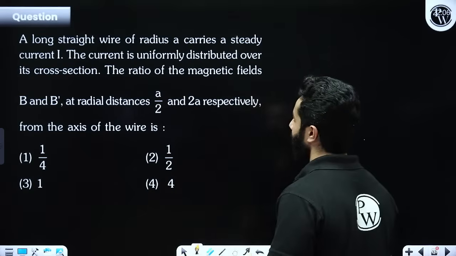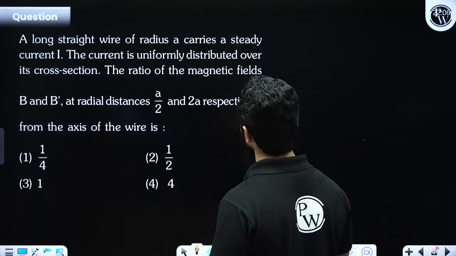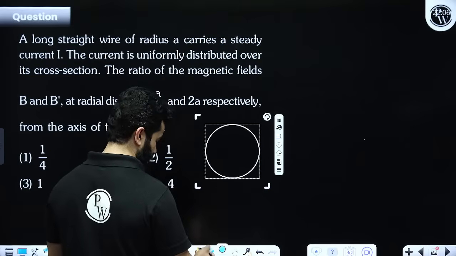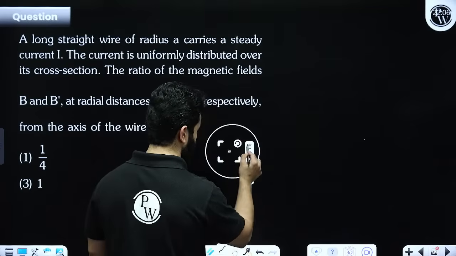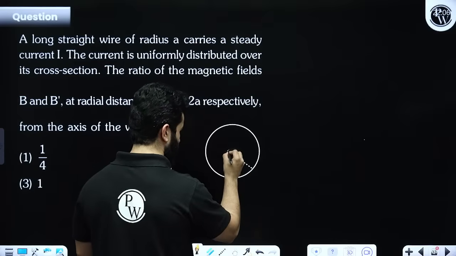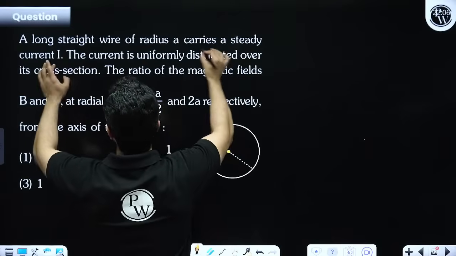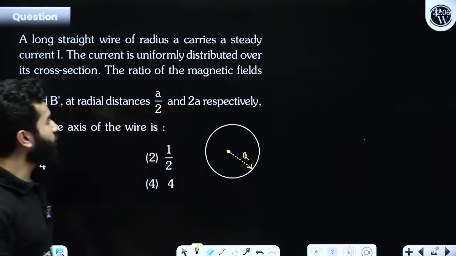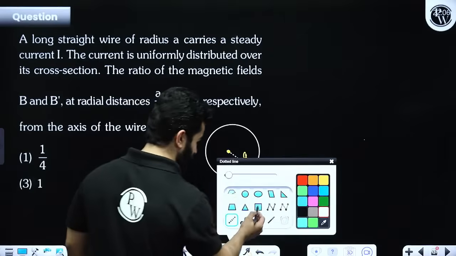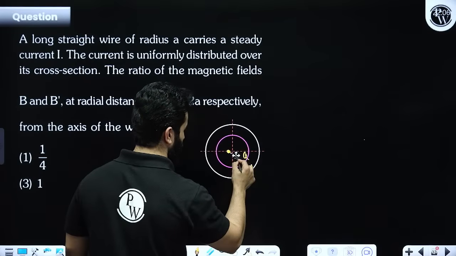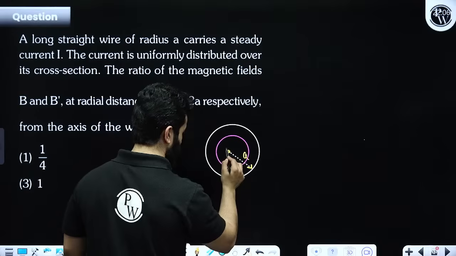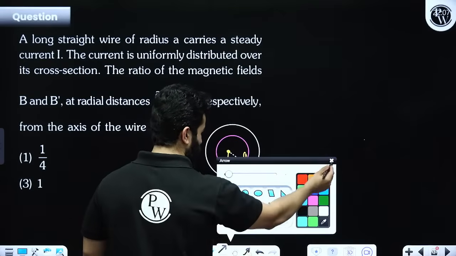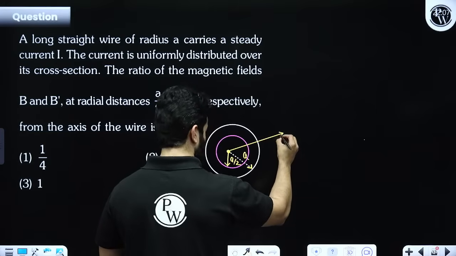In this question, dosto, they are saying that we have got a long straight wire of radius A. So I can actually draw the cross section diagram, and it will look something like this. Let's say this radius is A. Then you have got 2 points, one at a radial distance of A by 2, somewhere over here, and another at a distance of 2A, let's say somewhere over here.